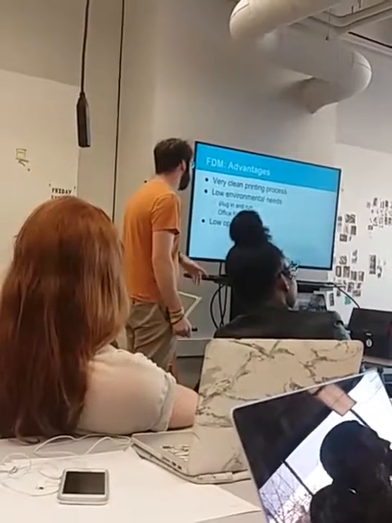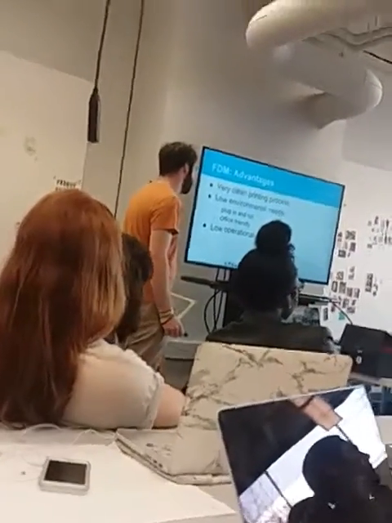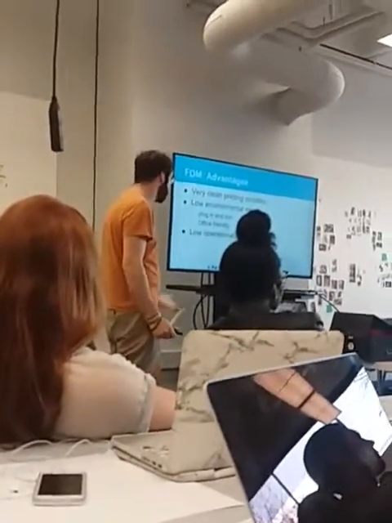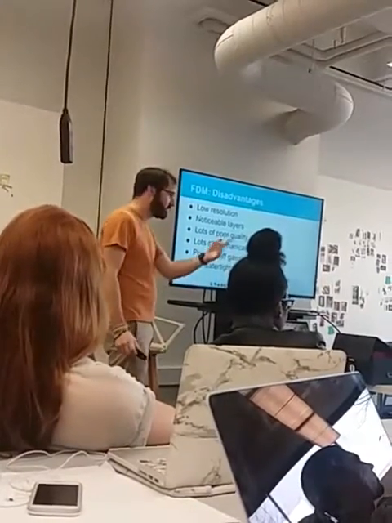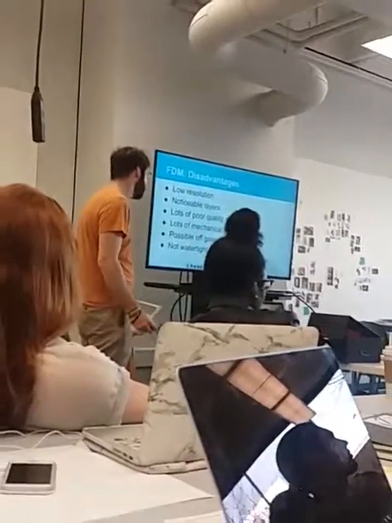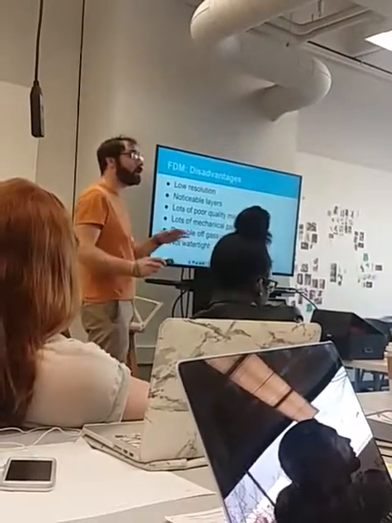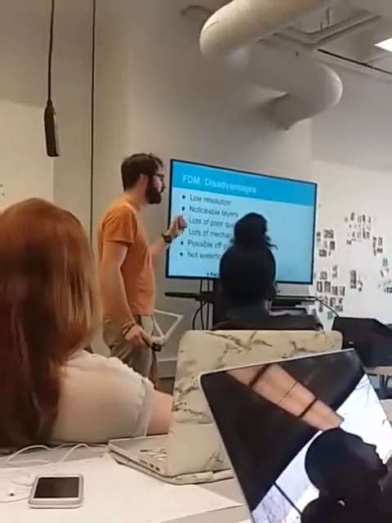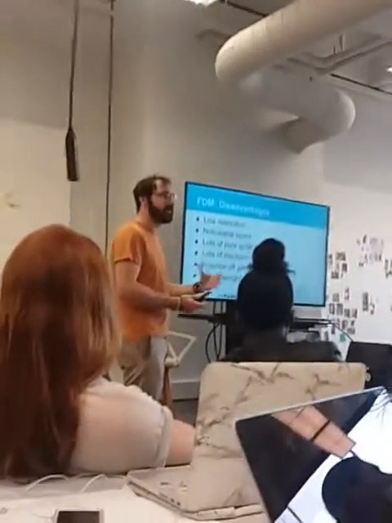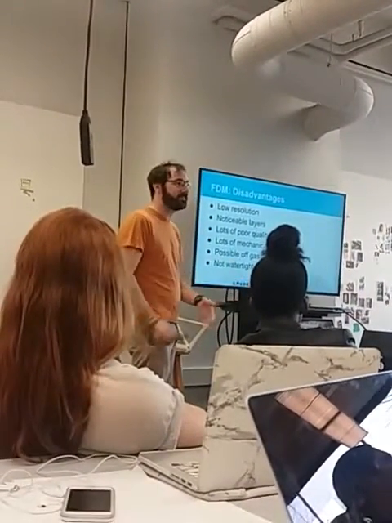The advantage of using an FDM is it's really clean. You can have one on your desk. It's one of the few machines that is actually safe to have on your desk and operating. The problem is you'll notice the layers, and I'll pass around some examples. They have lots of parts. They're not watertight, which is really important to understand. A lot of people think of printing cups and things, and then they fill them and they leak everywhere.